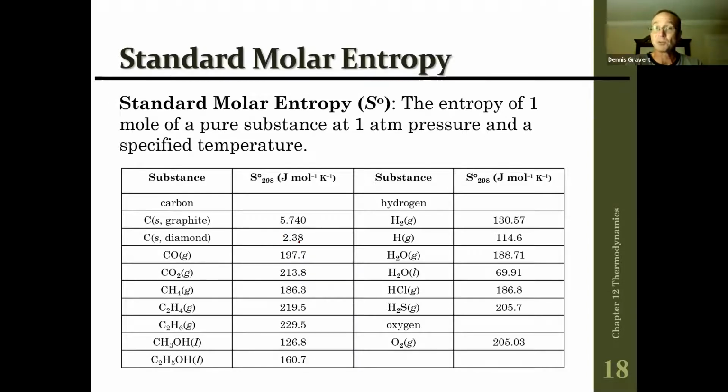It's only 2.38. Whoa, carbon monoxide is 197. Carbon dioxide is 213. Why so high compared to 5 and 2? Well, they're gases. Gases have more entropy, more disorder. Anyways, we actually have numbers now. We just said that gases are more random than solids, and now we actually have values. We can do some calculations with them.